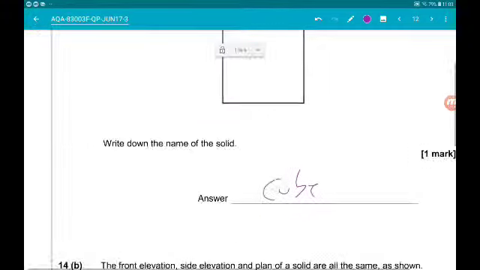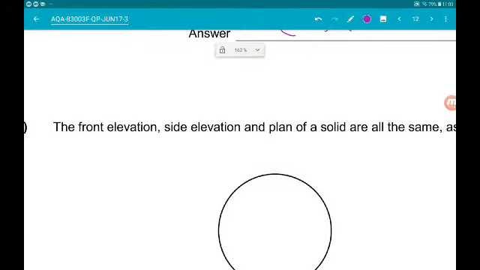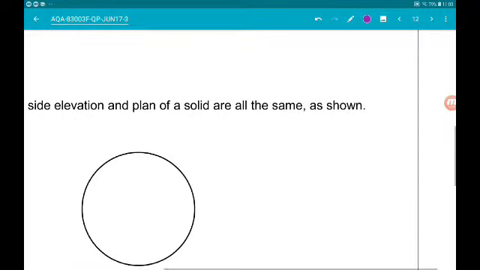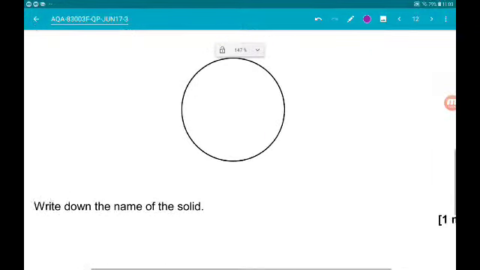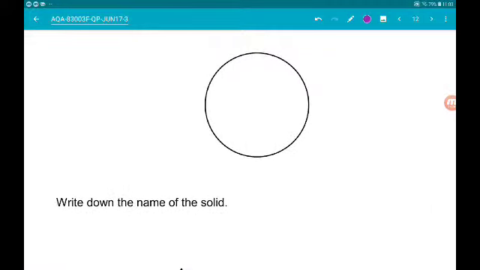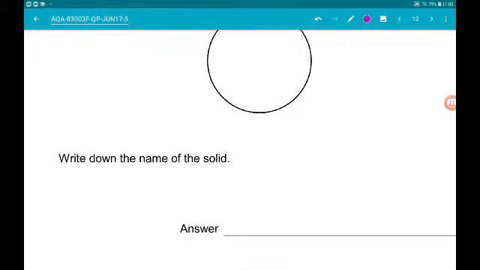Cool. Part B. The front elevation, side elevation and plan of a solid are all the same as shown. What's the name of the solid? So it's a circle no matter where we look at it from. So it's like a ball, it's a sphere. Cool.